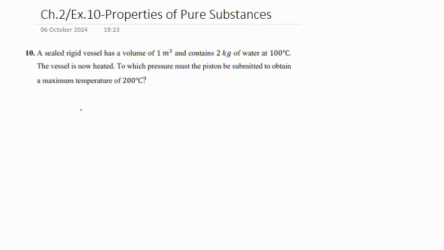The first state, we have a temperature of 100 degrees Celsius. We have a pressure 1, and we have a mass, and we have a volume, so we can work out a specific volume, which can be calculated as volume over mass, 1 meter cube divided by the 2 kilograms.